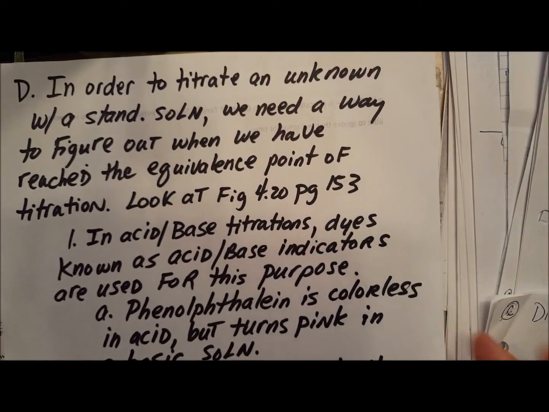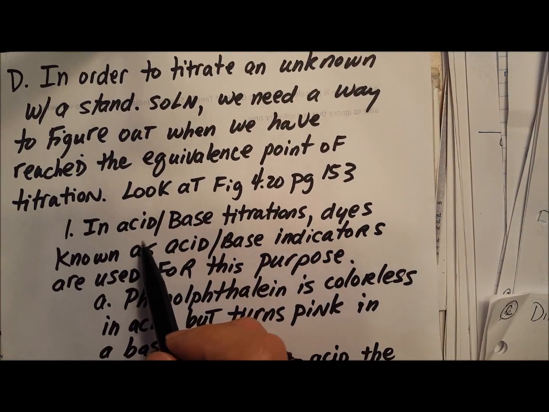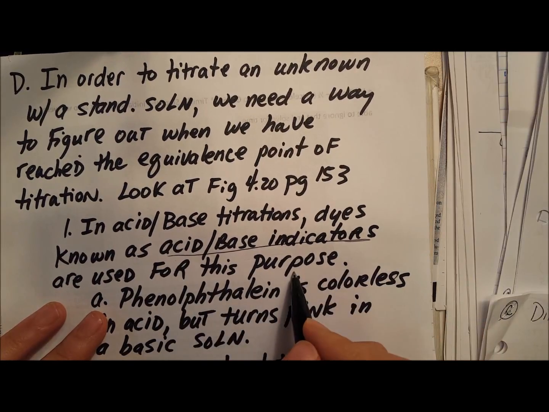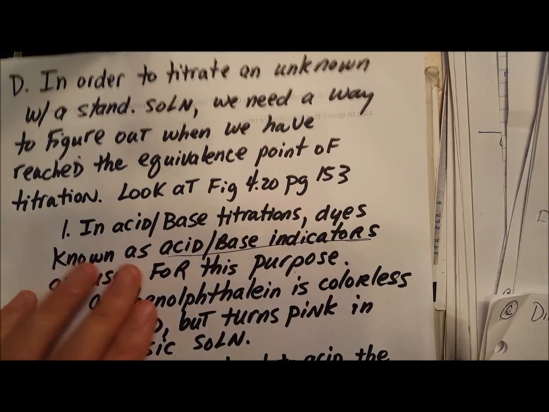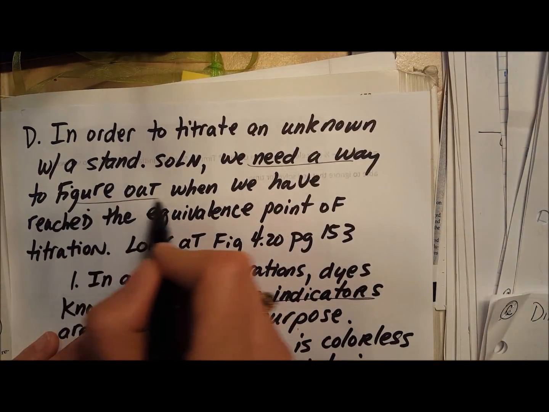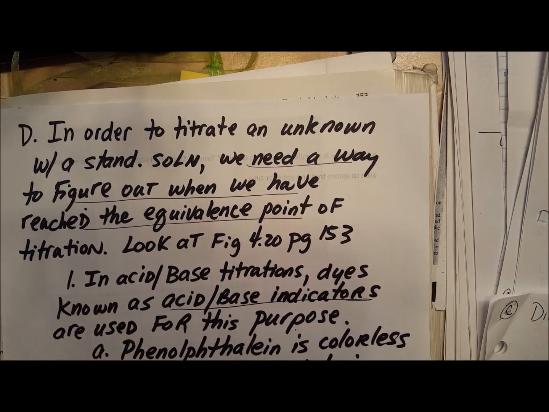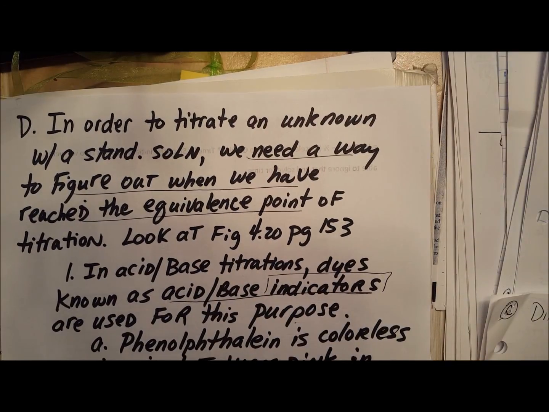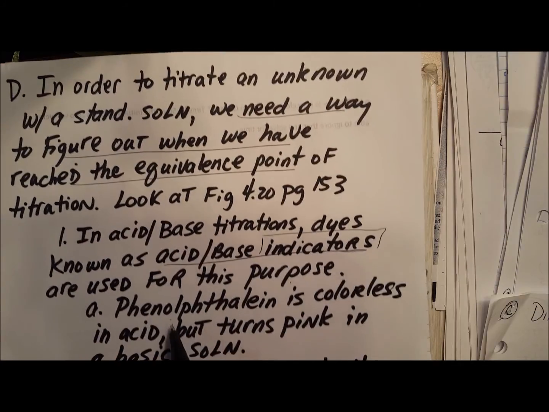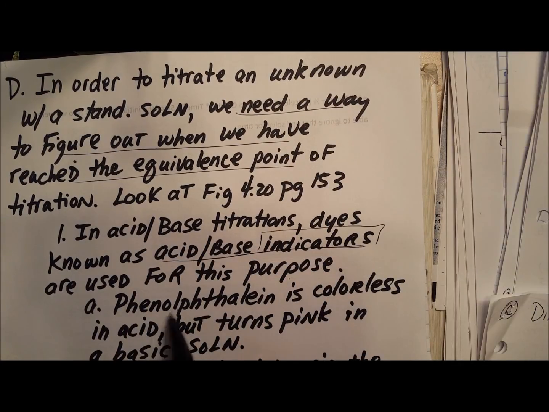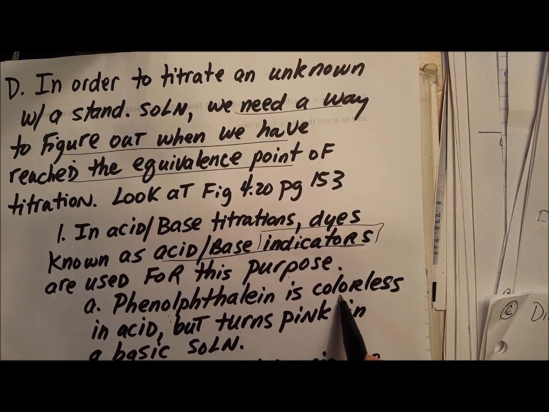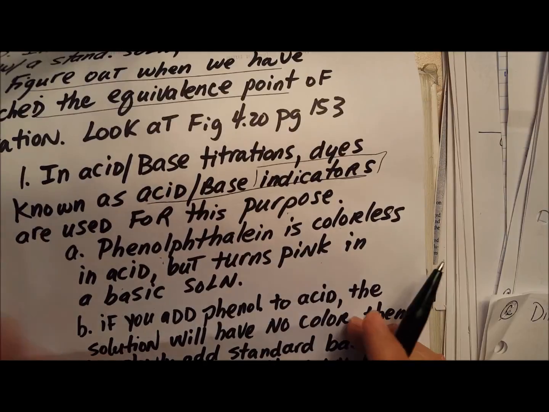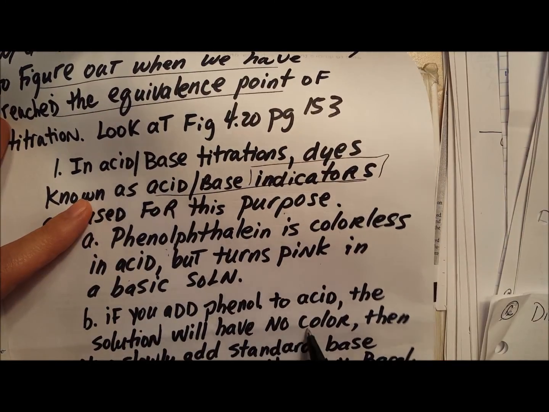So let's go back to this. In acid-base titrations, dyes known as acid-base indicators are used for this purpose. The purpose is we need a way to figure out when we have reached an equivalence point, and that's where the indicators come in. One indicator is called phenolphthalein. It's one type of indicator, and there are many of them. It's colorless in an acid but turns pink in a basic solution. If you add phenolphthalein to acid, the solution will have no color.